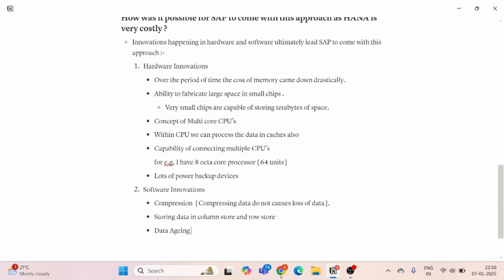So SAP came with this approach. There is no need to put data into the RAM which is not used for a very long period of time. We can simply move this data into the hard disk. That is why we should only store the data in the RAM which is active in nature.